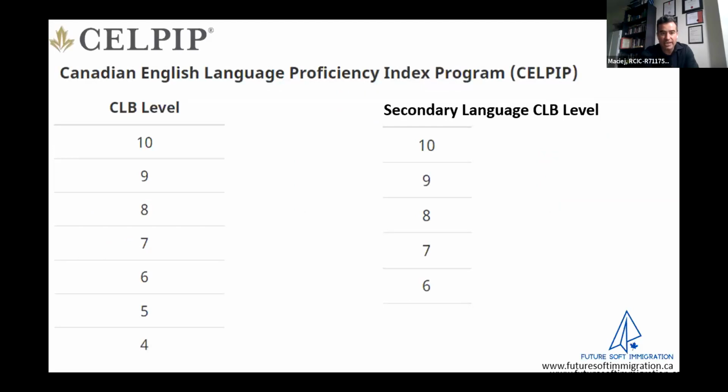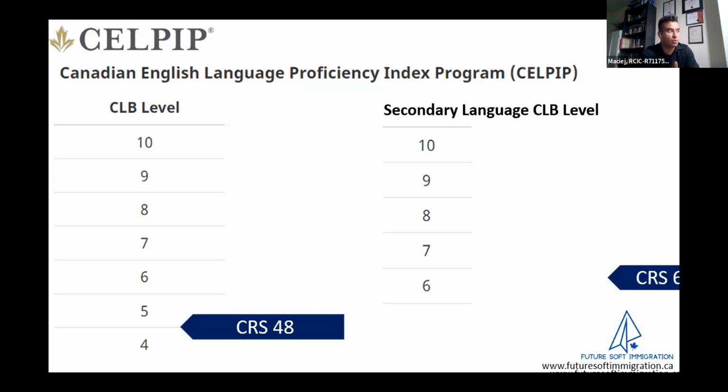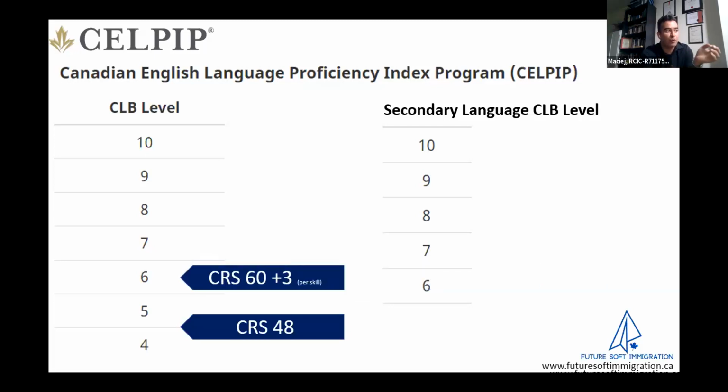Now, when you're calculating the Comprehensive Ranking System score, basically how you get these 150 or 160 points: if you have a CLB of, let's say, 5 or 4, you get a CRS score of 48. Less than CLB 4, you get 0 points. This is important. As you increase your CLB score, you're getting about 3 points per skill. So if you get, let's say, band 6 in speaking, plus 3 points, band 6 in listening, reading, writing, you get an additional 3 points each. In total, you're getting a jump of 3 points on your CRS score per skill, to a maximum of 60 points.